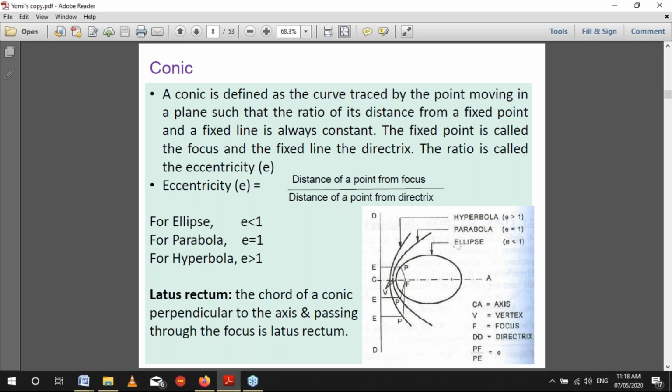Eccentricity equals the distance of the point from the focus over the distance of the point from the directrix. Now, like I said before, for an ellipse the eccentricity is less than 1. For a parabola, the eccentricity is equal to 1. And for a hyperbola, the eccentricity is greater than 1. You can see that from the diagram to your right.